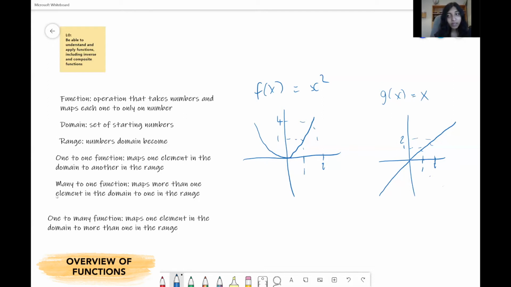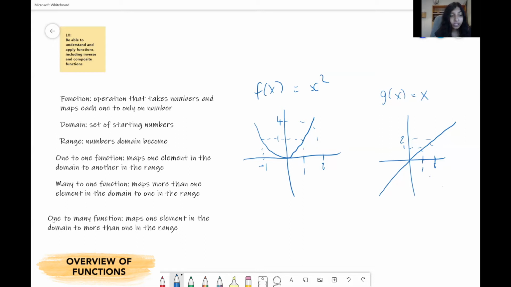In comparison, a many-to-one function is one that maps more than one element in the domain to one in the range. So if you have f(x) equal to x squared, you see that for the element 1 in the range, you have two different numbers in the domain that it corresponds to, -1 and 1, as they both lead to 1. So this is not a one-to-one function; you would call it a many-to-one function. For g(x) equals x, only one element in the domain corresponds to only one element in the range, and vice versa. So this one is a one-to-one function.